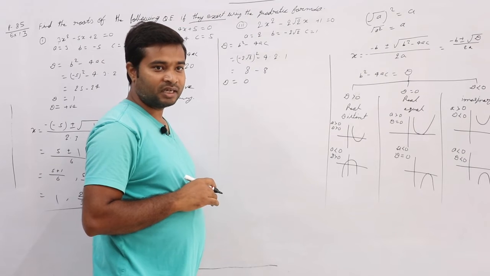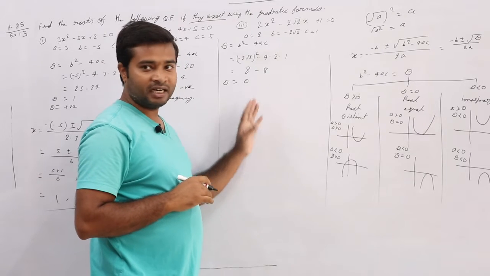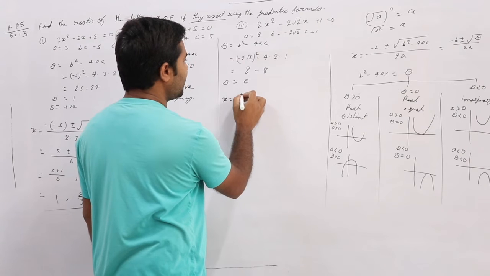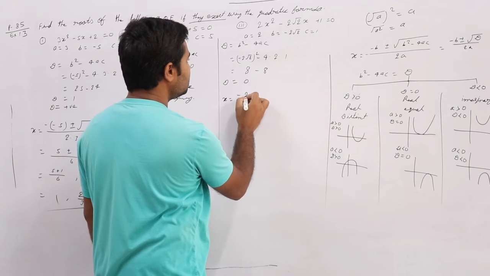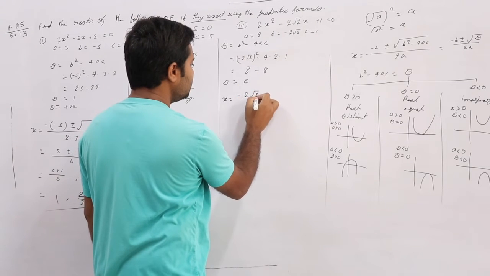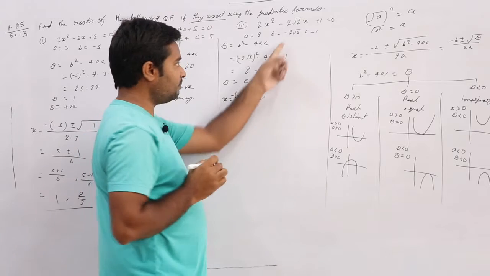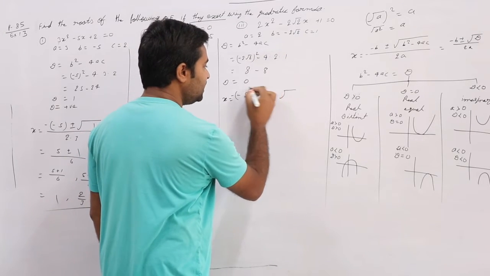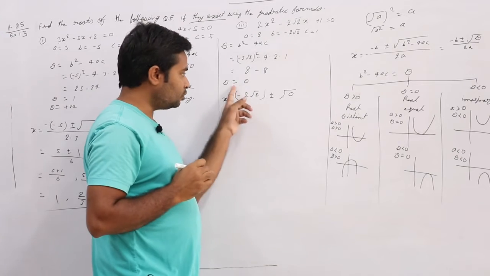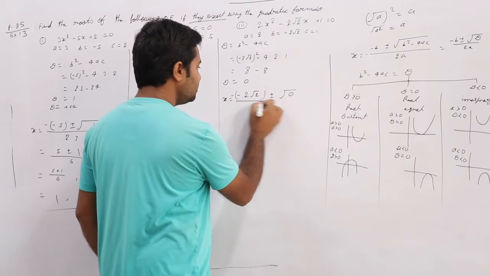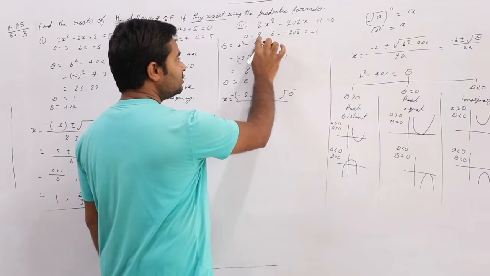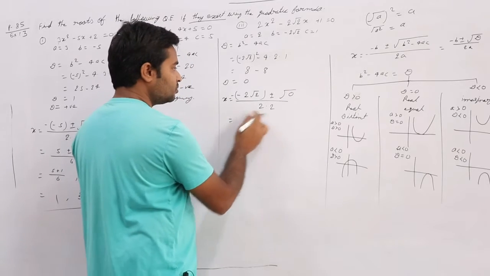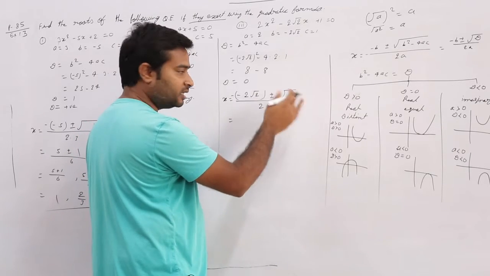Roots are equal, which means real and equal roots. Then find x is equal to minus b plus or minus root over D by 2a. So minus b is minus 2 root 2. Root over D is 0. A is how much? 2. Yes, sir. Now this term becomes 0 only, nothing remaining.